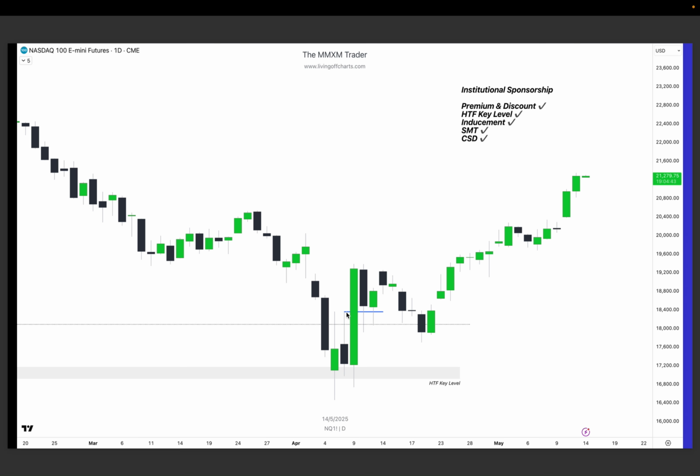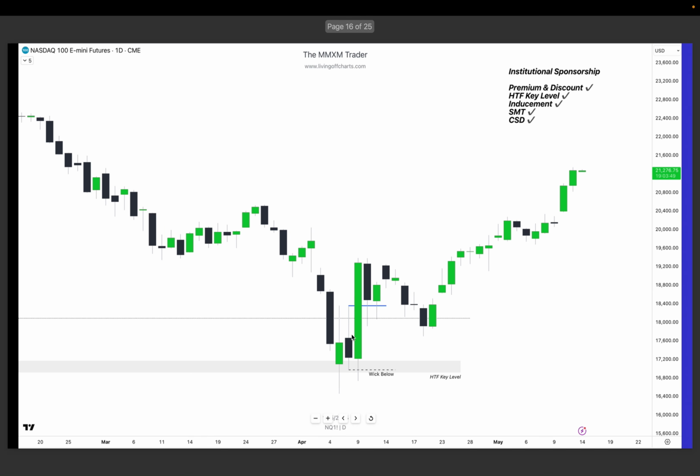We don't just look for this anywhere with any framework and narrative. It's after all of this has occurred and then we see this, that is most likely a change in the state of delivery. And SMT and CSD, they confirm each other, right? So what confirms that the SMT that we had was going to hold? It's the change in the state of delivery occurring after that.